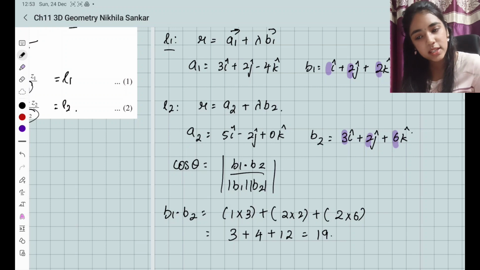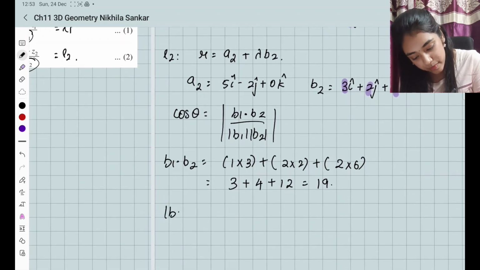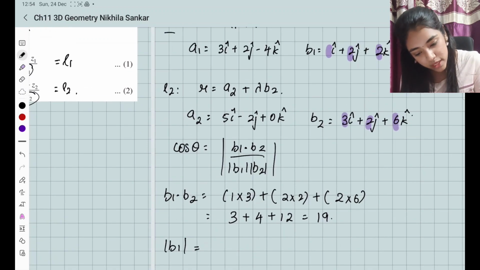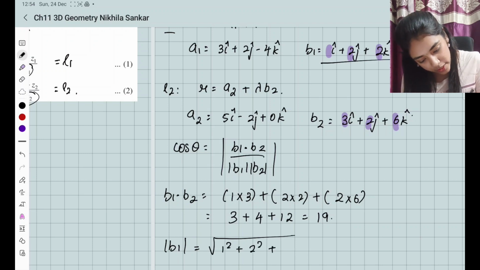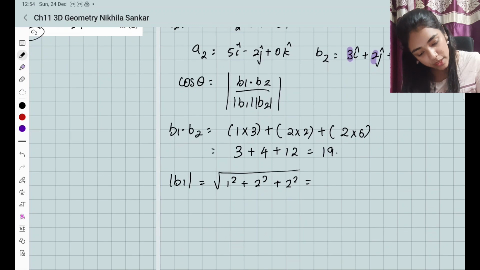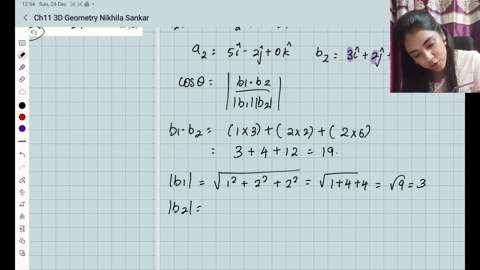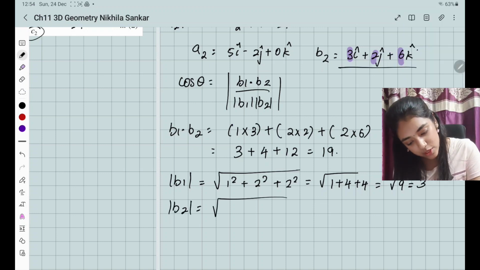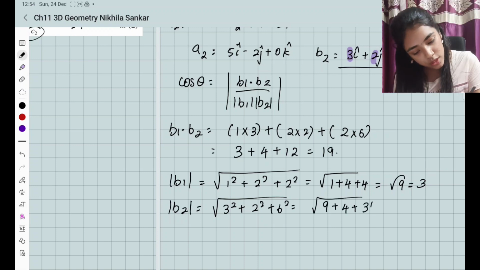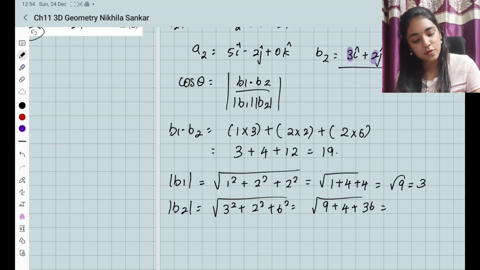So the dot product is going to be 19, and the magnitude of b1 is going to be square root of, first இங்க என்ன இருக்கு? I have 1 square plus 2 square plus 2 square, which is going to be square root of 1 plus 4 plus 4, which is square root of 9, which is 3. இதே மாதிரி magnitude of b2 is going to be in the particular equation. So square root of 3 square plus 2 square plus 6 square, which is going to be square root of 9 plus 4 plus 36. So 36 plus 4 is 40, root 49, which is 7.